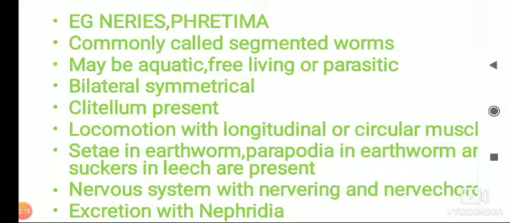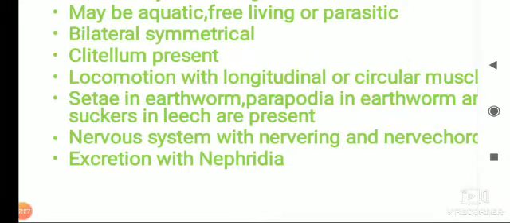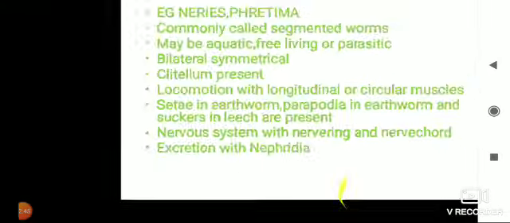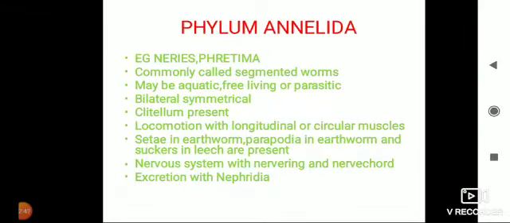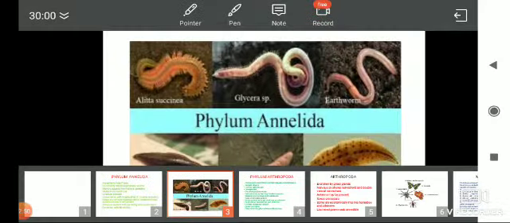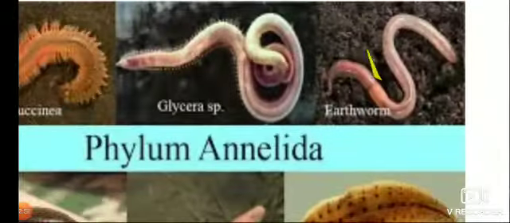Locomotion is with the help of circular and longitudinal muscles. In earthworm, setae or locomotor organs are present. We have the brain and spinal cord forming the nervous system. In the earthworm, a nerve ring is present. The nerve ring is their brain and a nerve cord is present, so it is a simple type of nervous system. Excretion is by the nephridia. Waste material is thrown out by the organ called nephridia, just like we have kidneys. Now in the picture you can see this is earthworm, then this is leech.